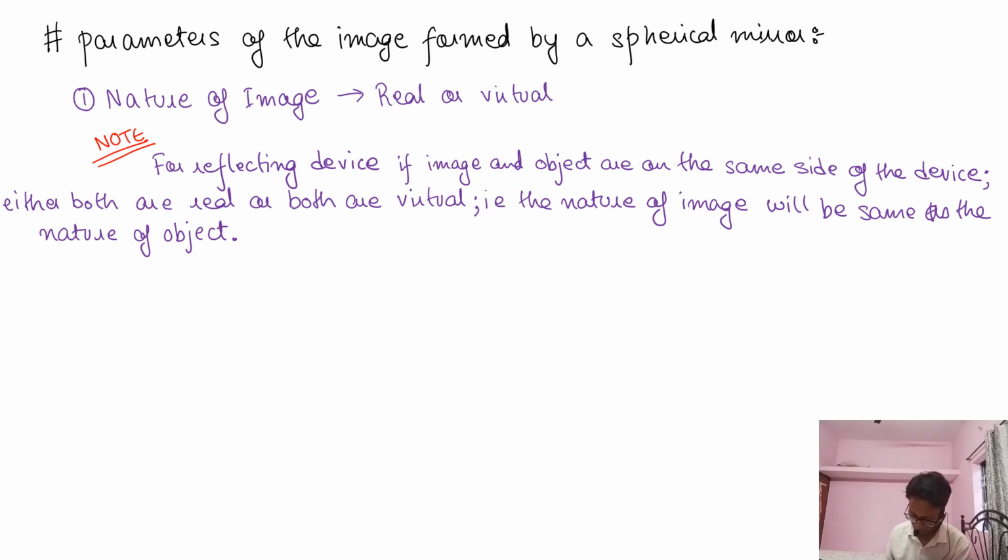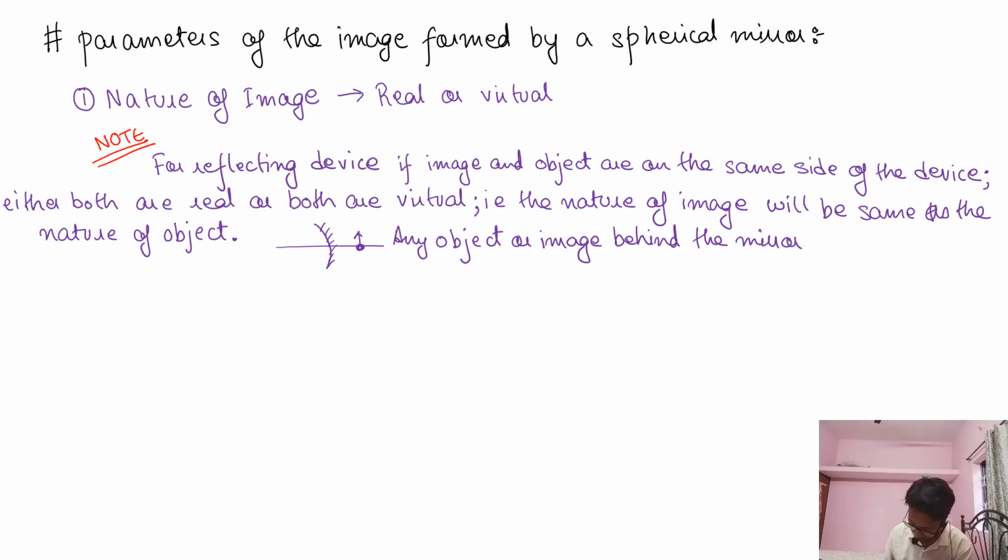And the principal rule of thumb is that anything that is behind the reflecting surface, that means behind the mirror, is virtual. Any object or image behind the mirror is virtual. Okay, one more note to make here.